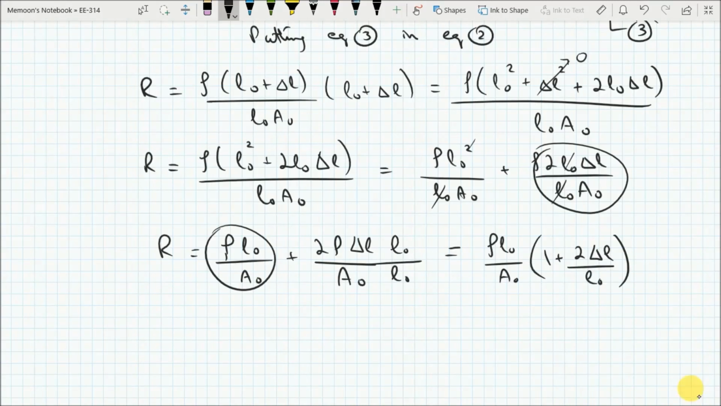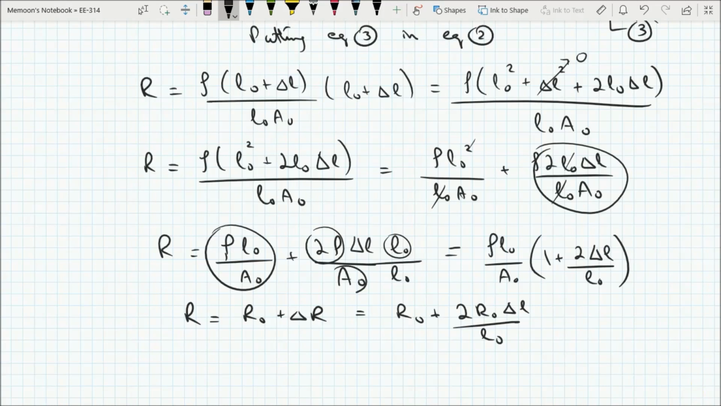This means that your R is equal to R naught plus delta R, and that is equal to R naught plus 2 R naught into delta L over L naught. Open this expression. This is 2 into rho L naught over A naught. That is your R naught, and delta L over L naught is your expression that is coming with that.